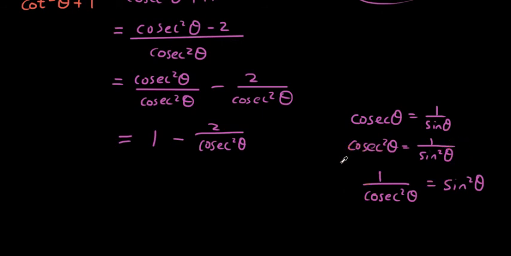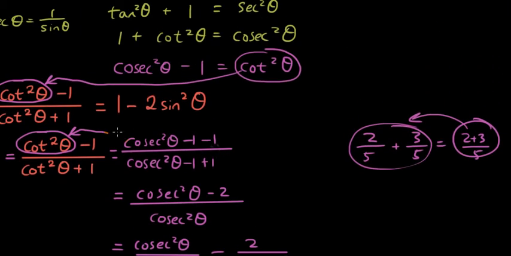So then I can substitute this into here, so I have 1 minus 2 sine squared theta, which is exactly the same as the right hand side of the identity that we're asked to prove.